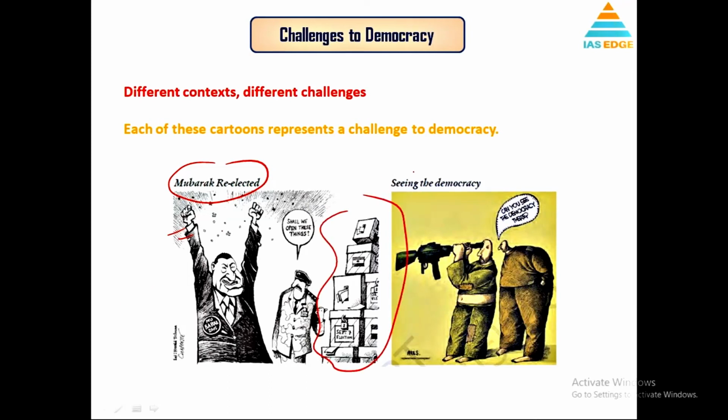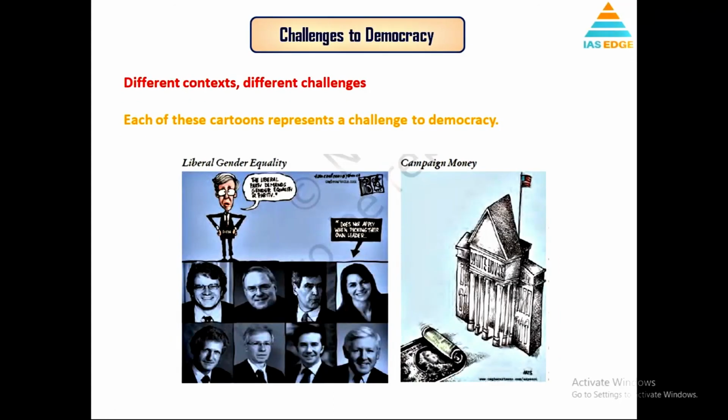Okay, so let's see this cartoon. This Hosni Mubarak was re-elected because there's a rigging of election. You can see democracy, that is how democracy is happening. So you have gender equality, but in a political party you talk about women's agenda, but there are hardly any people in the political party where women are given representation.